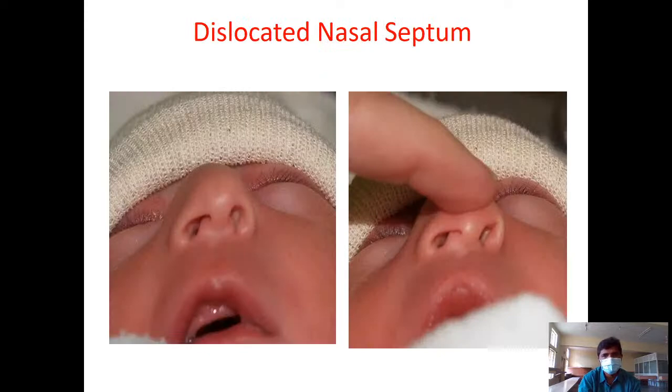So here the child is having a dislocated nasal septum. So you can figure out, just by palpating at the tip of the nose, that the septum has been dislocated, and basically this can be because of a birth injury.